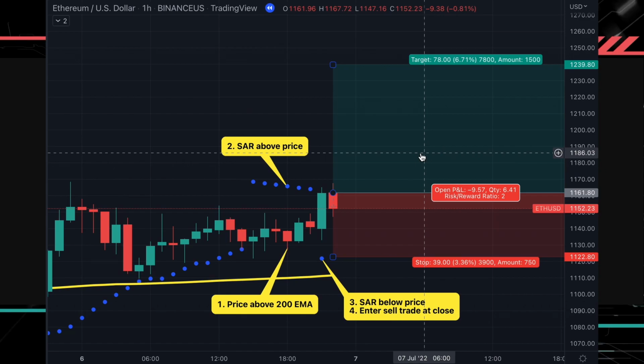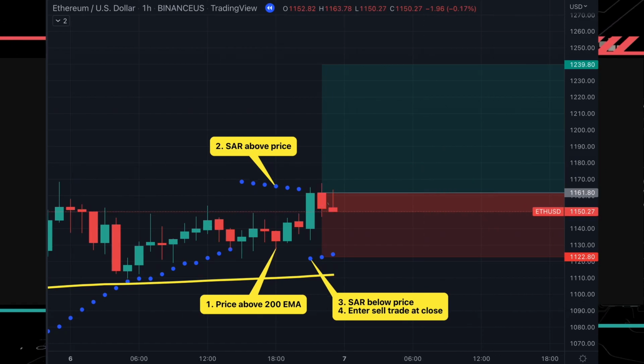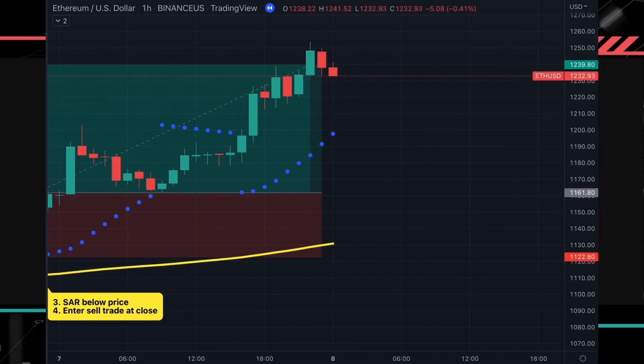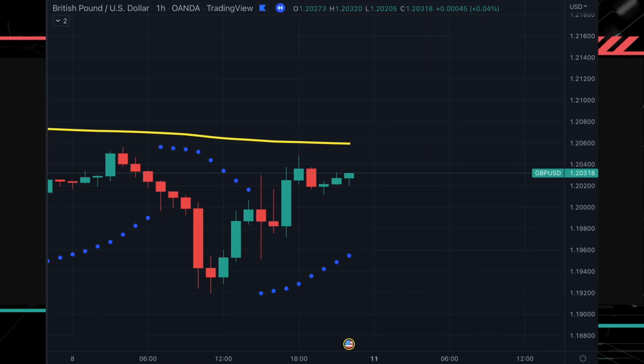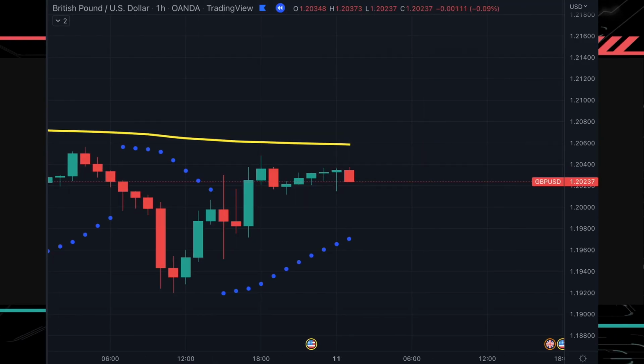Using the Parabolic SAR as our stop loss, we will set a 1:2 risk to reward ratio. We let the trade run for a while, and we can see that it also turns out to be a winner. For the third example, we will use a Forex pair.